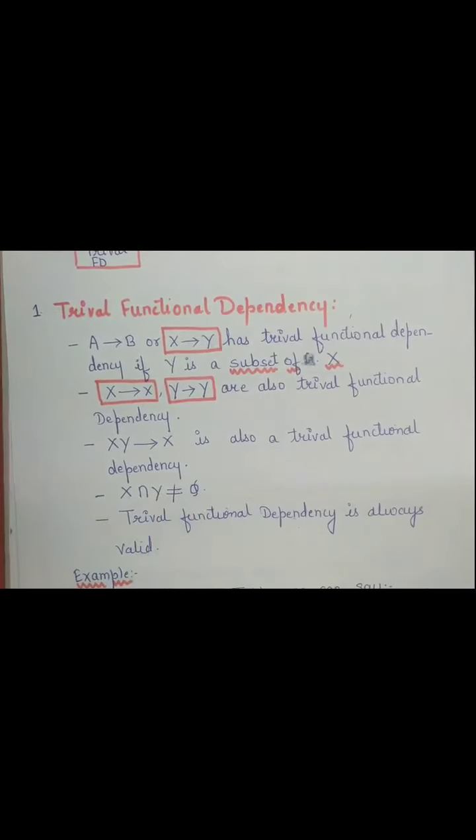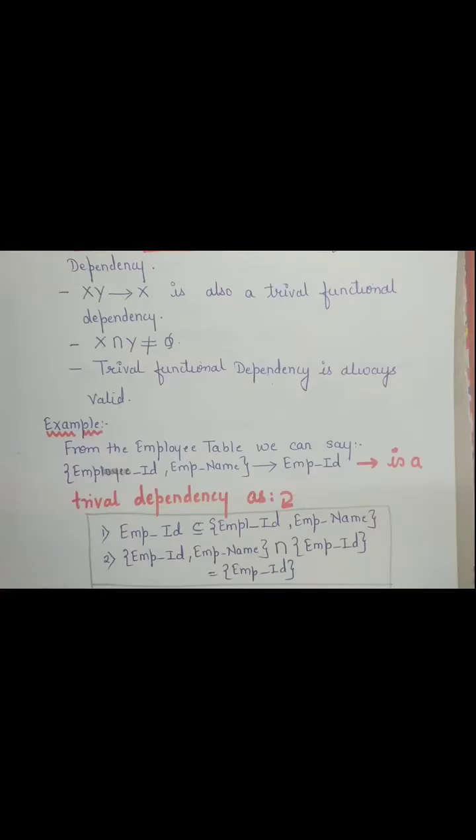We will see an example of trivial functional dependency. See this example over here. From the employee table, we can say employee ID, employee name implies employee ID. Employee ID and employee name implies employee ID is a trivial dependency. This dependency is said to be a trivial dependency.